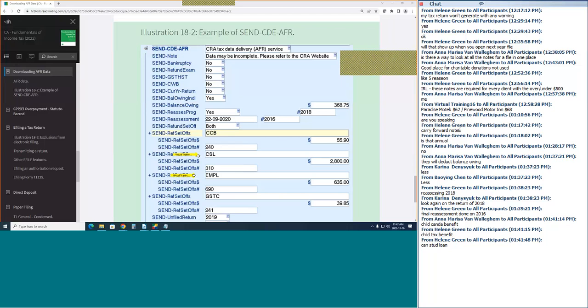All right, next one, we have EMPL, $635. Can anyone guess who they would owe in this case?